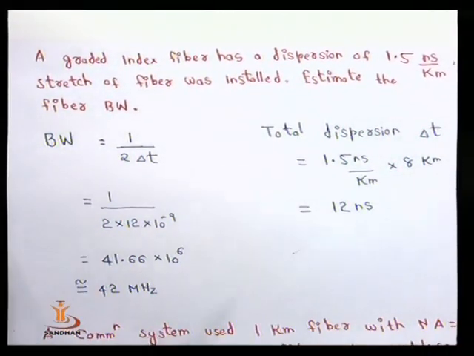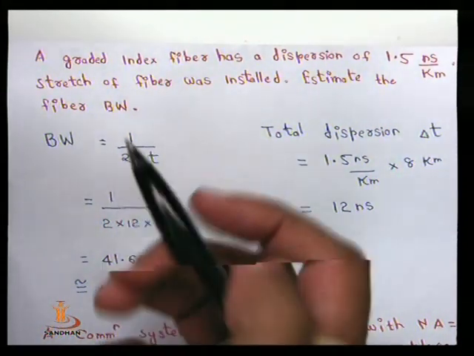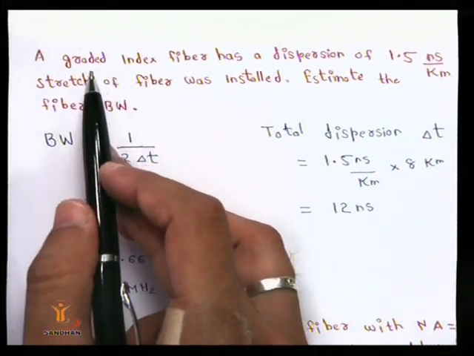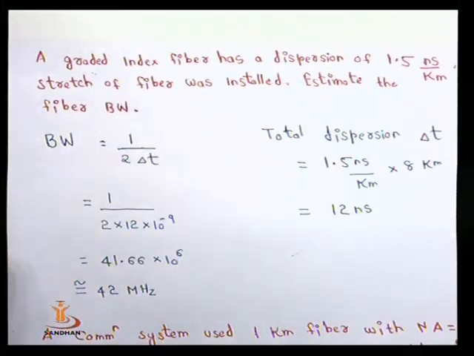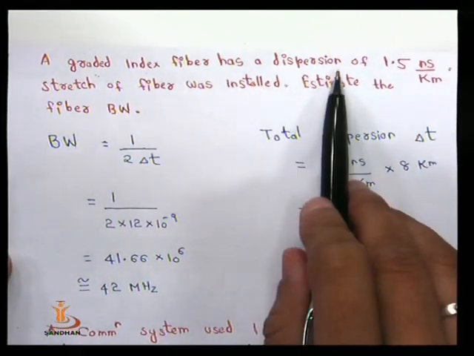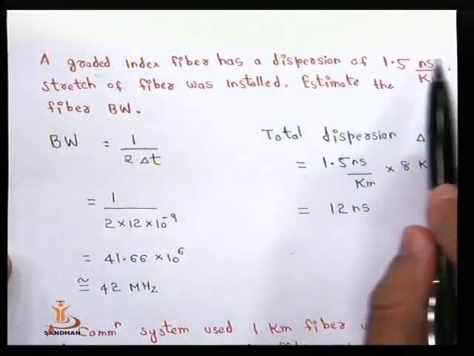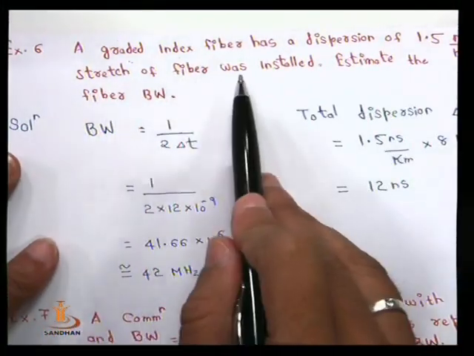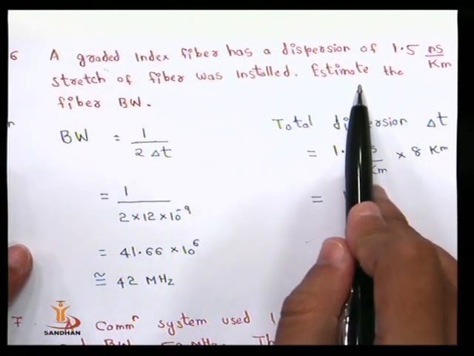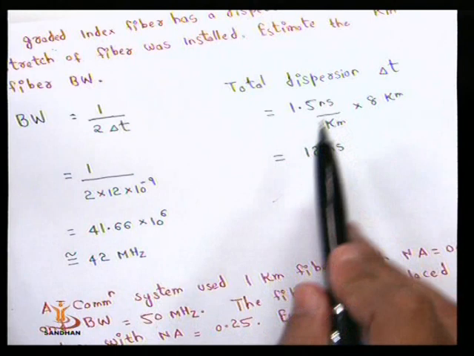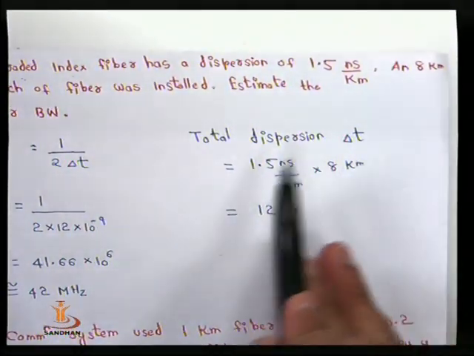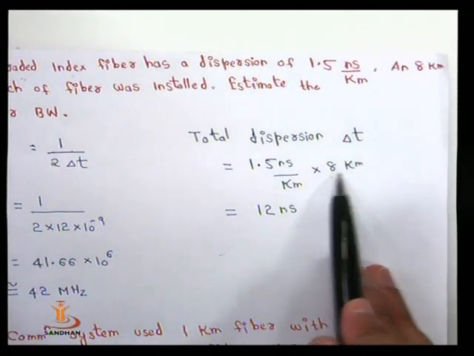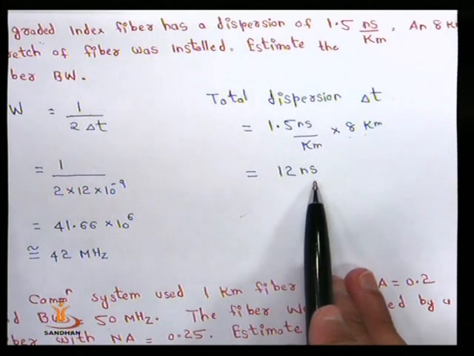Now, as we have discussed, there are different types of modes or fibers. One numerical is based on the graded index fiber. A graded index fiber has a dispersion of 1.5 nanosecond per kilometer. An 8 kilometer stretch of fiber was installed. Estimate the fiber bandwidth. Total dispersion del T equals 1.5 nanosecond per kilometer into the length of the fiber cable, which is 8 kilometer. So it is nothing but 12 nanosecond.